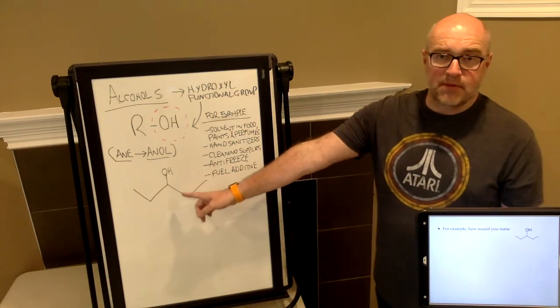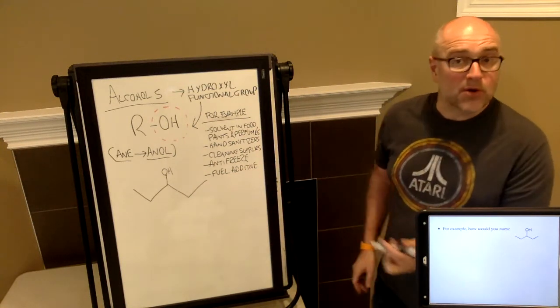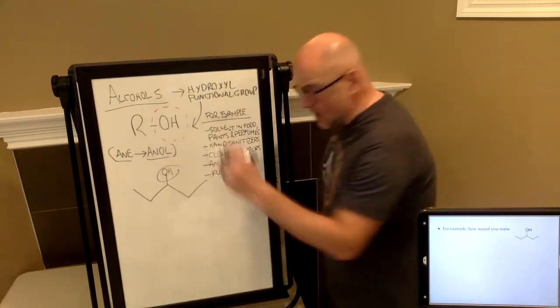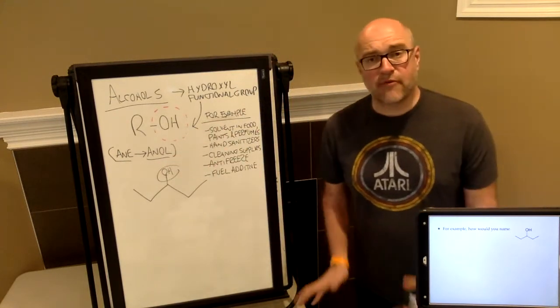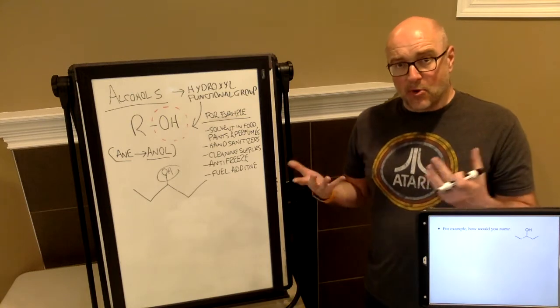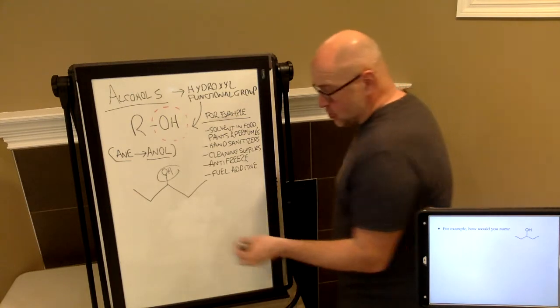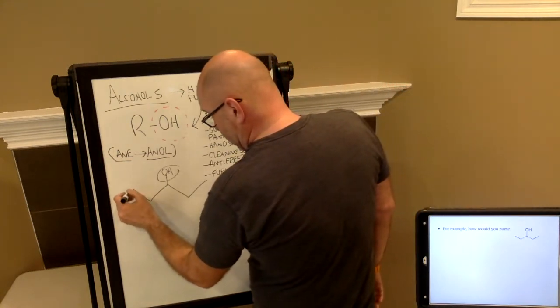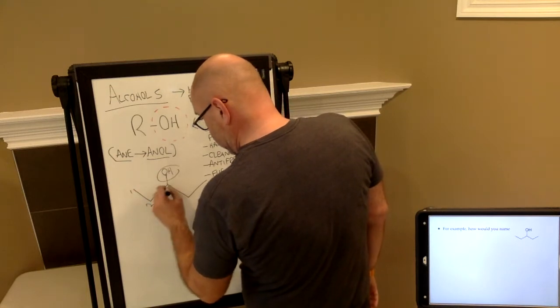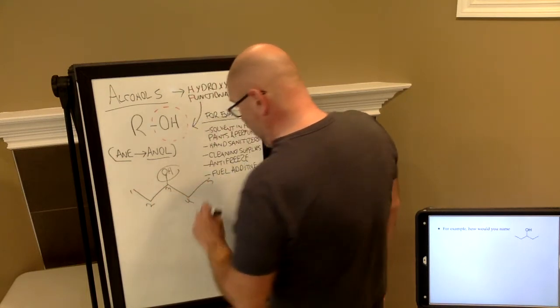Here's an example of an alcohol. How do I know it's an alcohol? Well, I see a hydroxyl group there. So I know I've got some kind of an alcohol. How do I name it? Well, as per usual, I have to number my longest chain. 1, 2, 3, 4, 5.